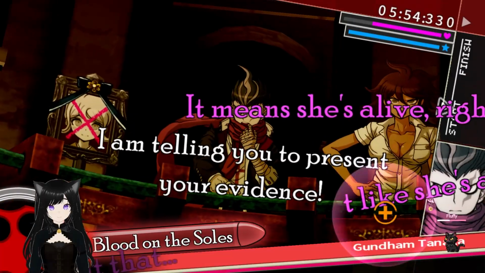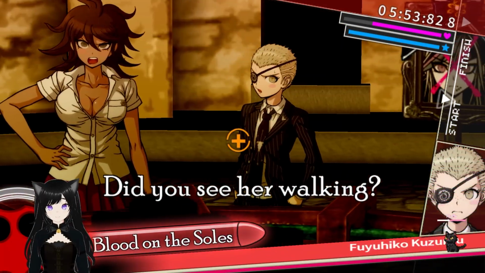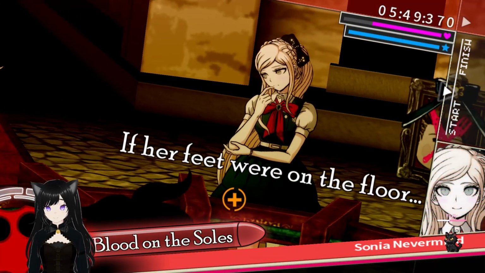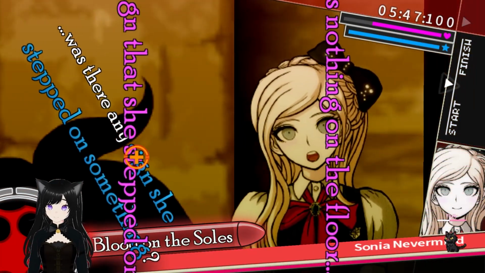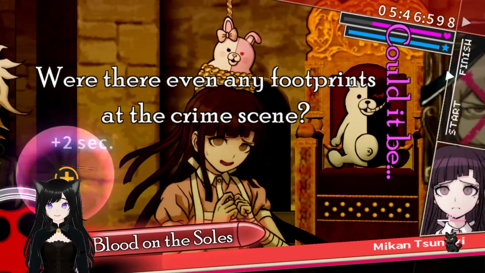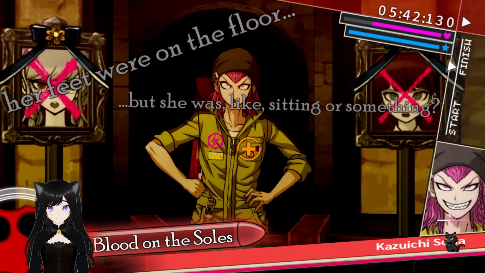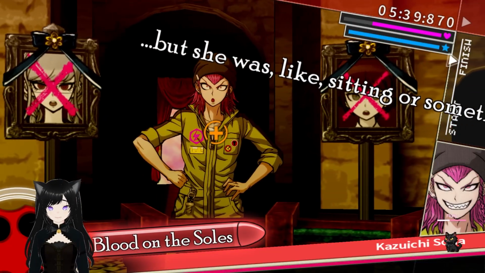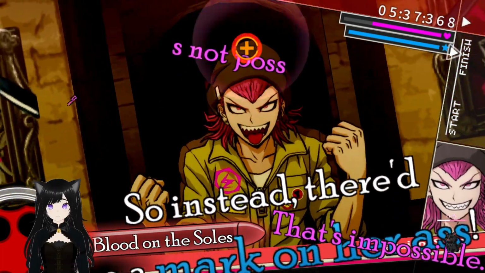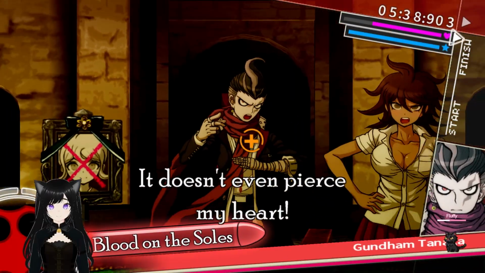I am telling you to present your evidence. Did you see her walking? Okay. If her feet were on the floor, was there any sign she stepped on something? Were there even any footprints at the crime scene? Okay, we gotta agree with that statement. Maybe her feet were on the floor, but she was like sitting or something. So instead, there'd be a mark on her. Weak, weak, weak, I say! It doesn't even pierce my heart.